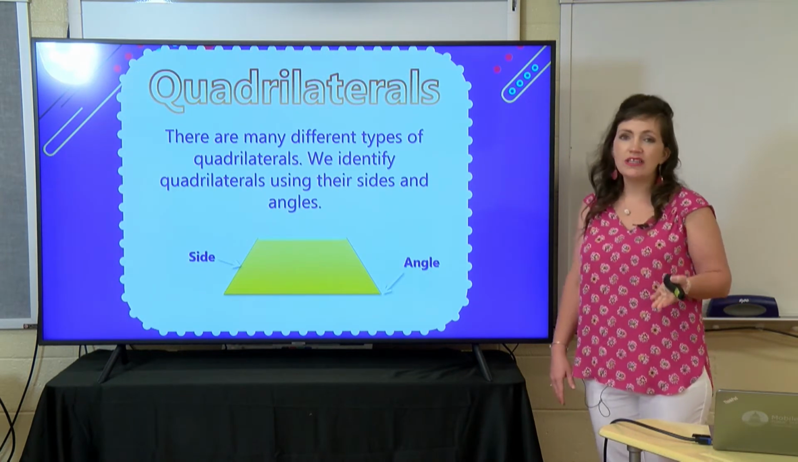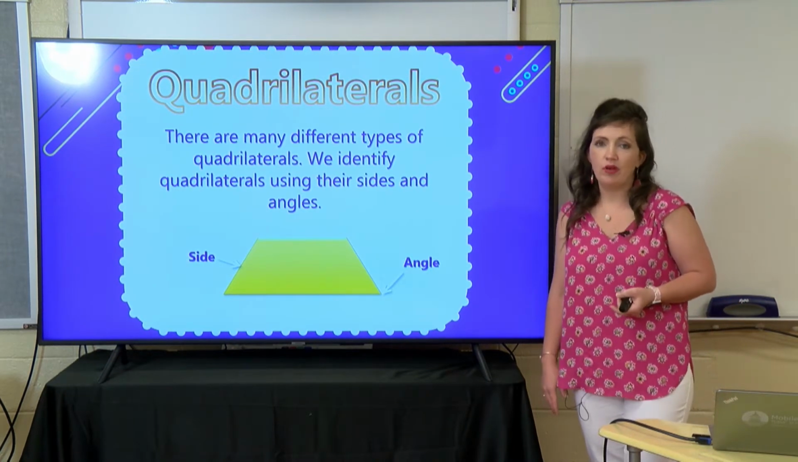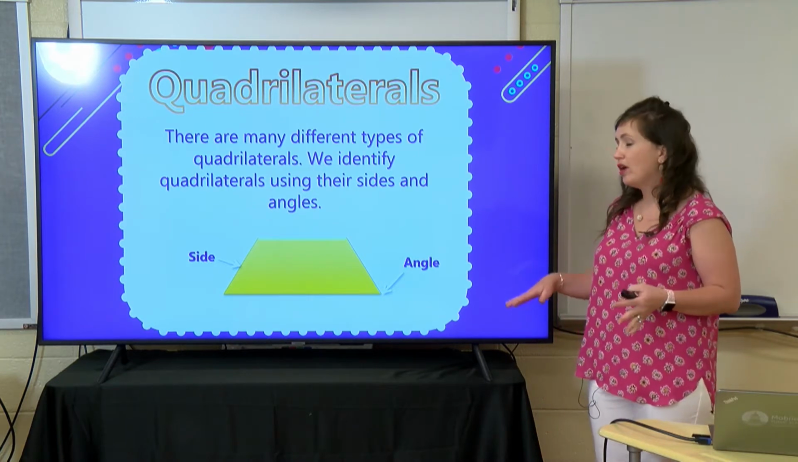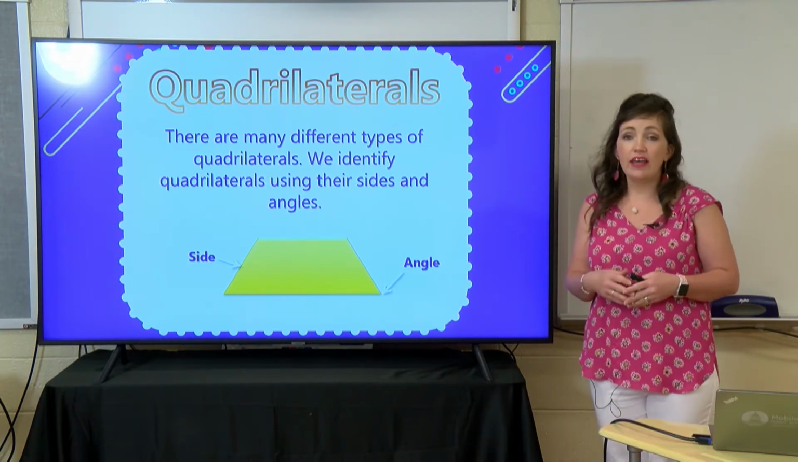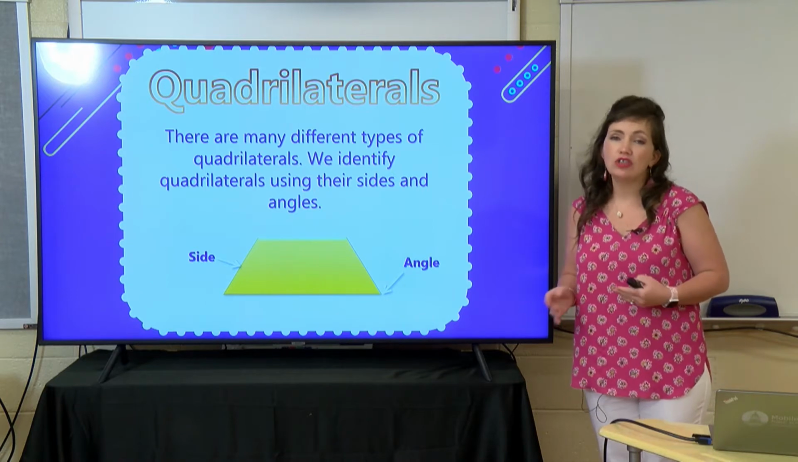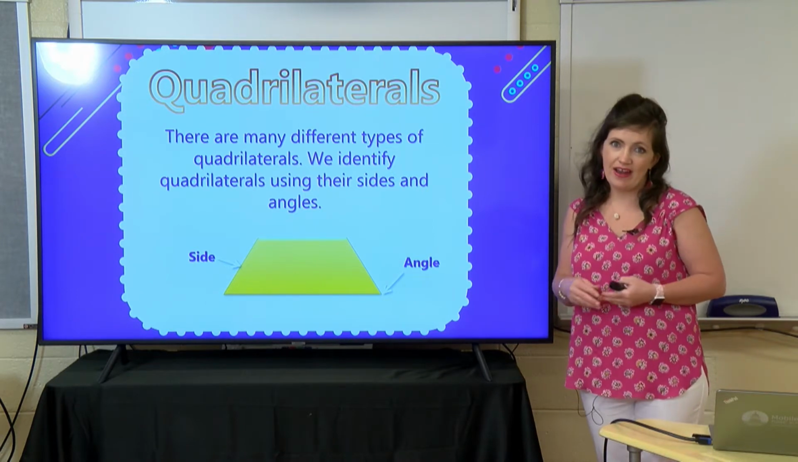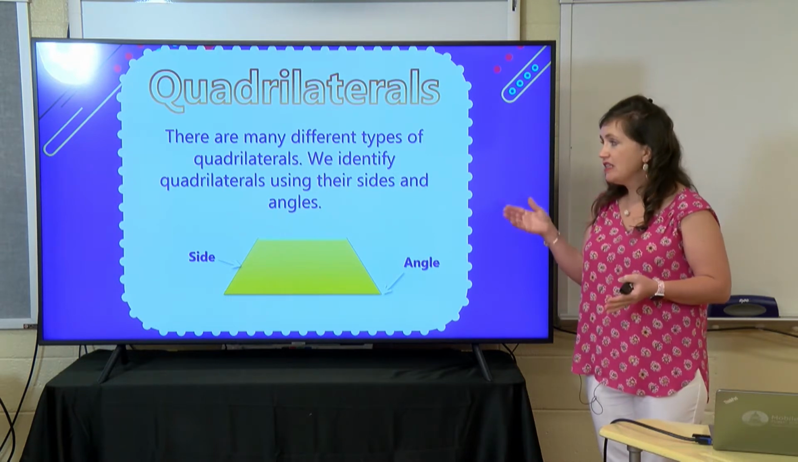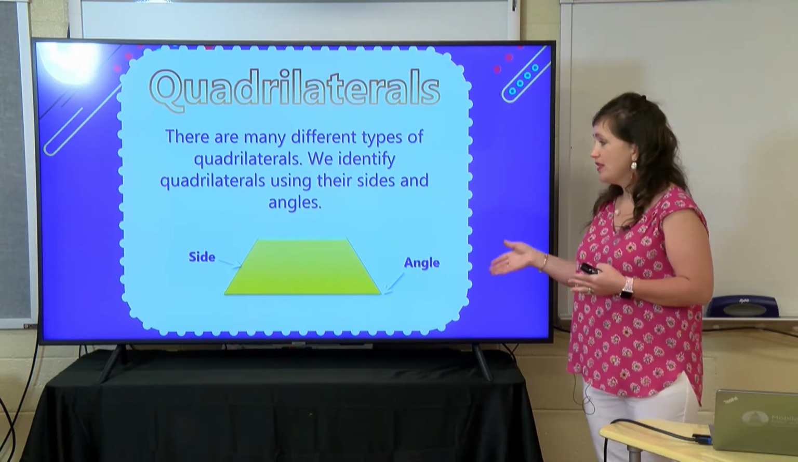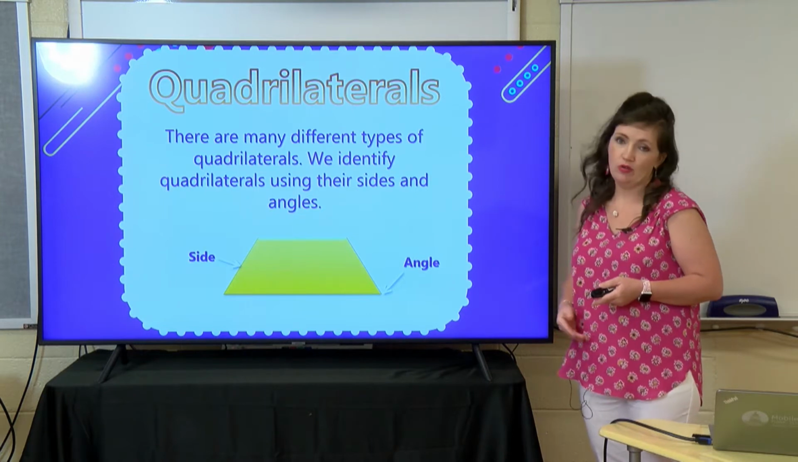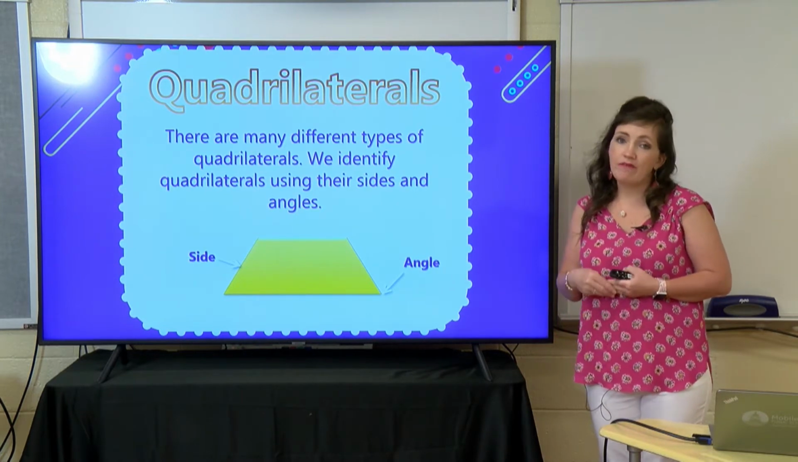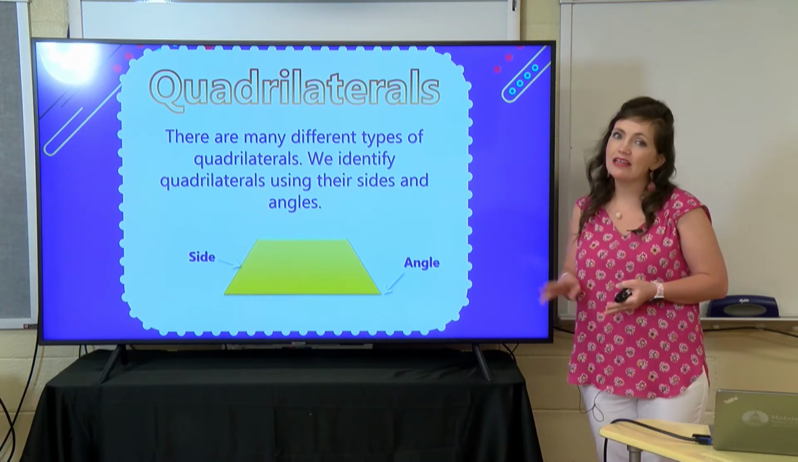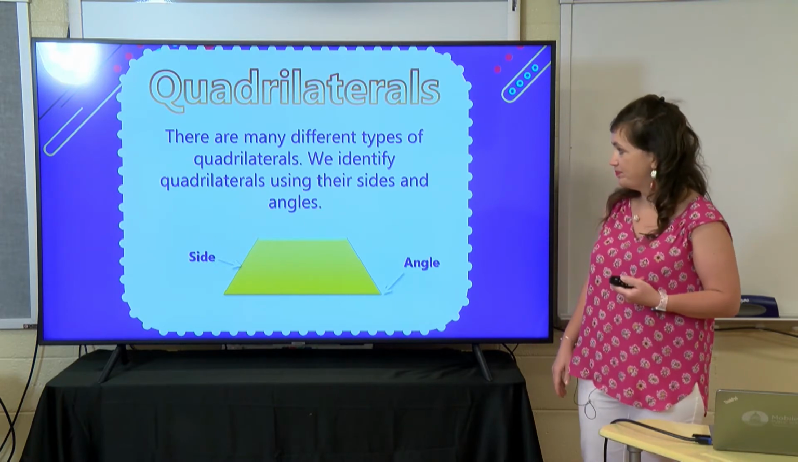All right, so let's talk about quadrilaterals for a moment. There's lots of different kinds of quadrilaterals. In order for a figure to be a quadrilateral, how many sides does it have to have? 4 sides. We can identify quadrilaterals by using their sides and their angles. A quadrilateral is going to have 4 sides as well as 4 angles.